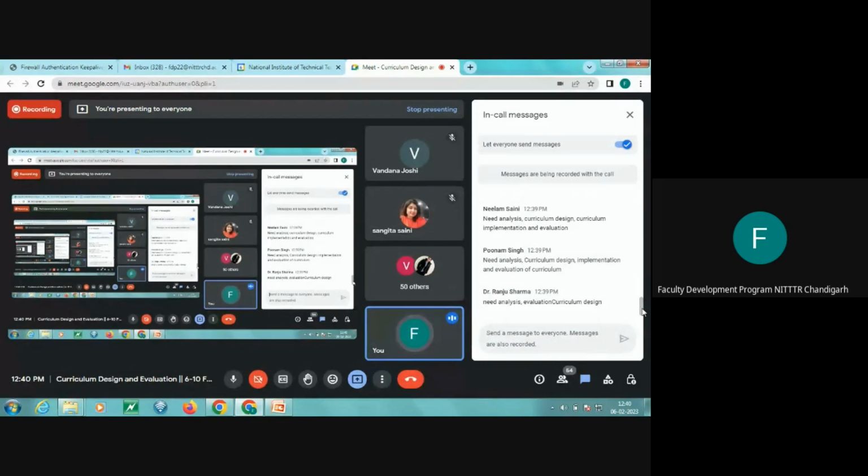Dr. Ranju Sharma, very good, very, very well done. But need analysis, after need analysis, curriculum design, then implementation, and then curriculum evaluation. These are the four stages of curriculum development. Any other friend? Okay, I would like to have one more question.